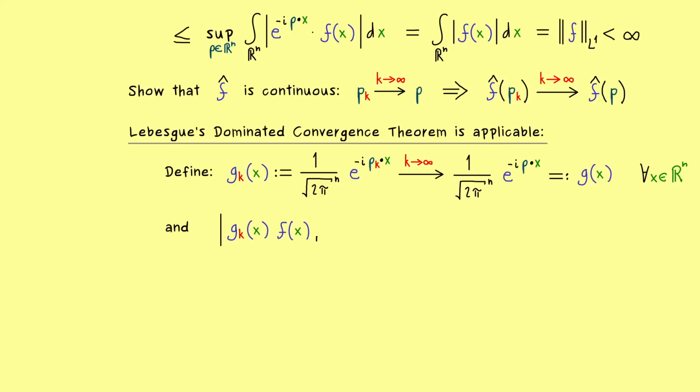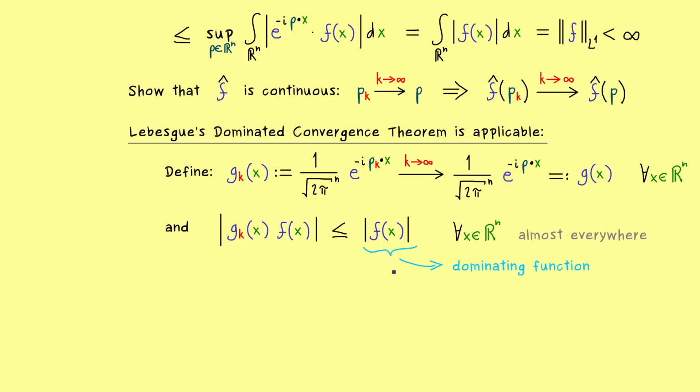So this is the function we want to integrate for any k, and it is definitely smaller than the absolute value of f, because this constant is smaller than 1 and the modulus of the exponential function is equal to 1. And now the only thing we need is that almost everywhere we have this inequality and that f is integrable. So this is our dominating function and the theorem is applicable. And it simply allows us to push the limit into our integral. In other words, we can simply use it to calculate the image f hat of pk. In our notation, this is simply given as the integral of gk of x times f of x.